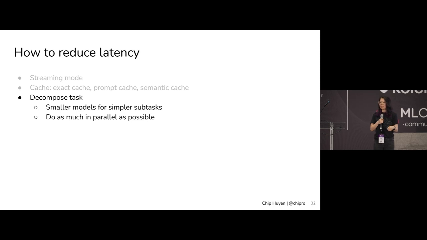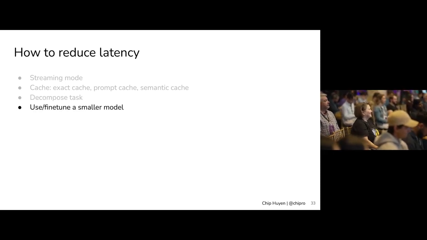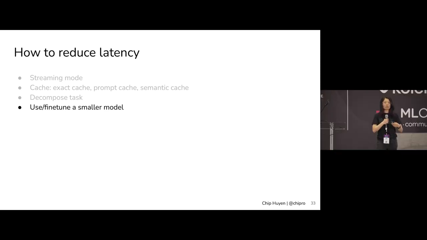You can also try to use simpler models for smaller tasks. If the task is simpler, maybe you can use a simple classifier or a 7B model instead of GPT-4. That would help speed up your task. You can also fine-tune a smaller model to imitate the behavior of the large model, which gives you good model performance while also reducing latency. But again, fine-tuning is tricky.